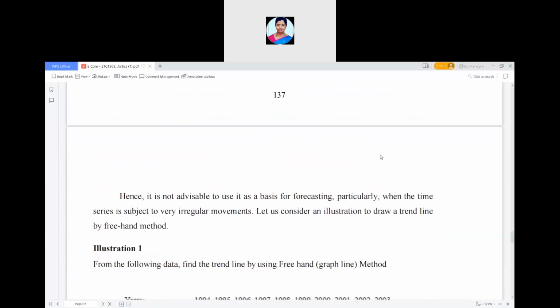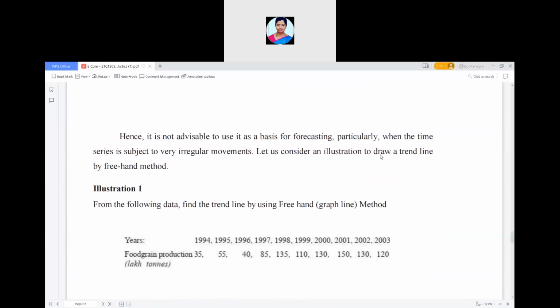Let us see one illustration for this freehand method. Here the years are given, 1994 to 2003, and the food grain production in lakh tons. 35 lakh tons, then 55 lakh tons, then 40 lakhs, 85 lakhs. Likewise, for each year the corresponding food grain production is given in tons.